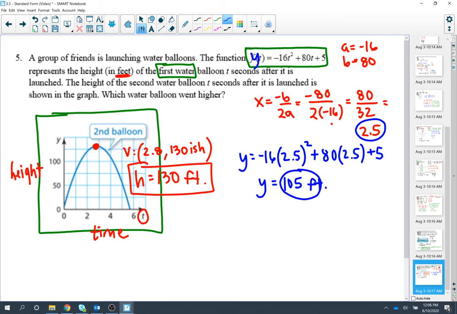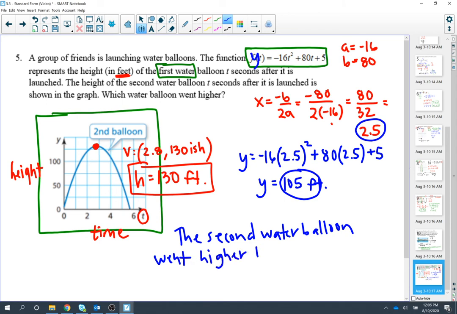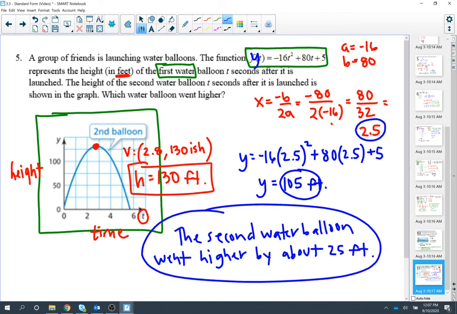I'm going to say the second water balloon went higher by about, and this is going to be an about because we guesstimated, so about 25 feet. There we go.